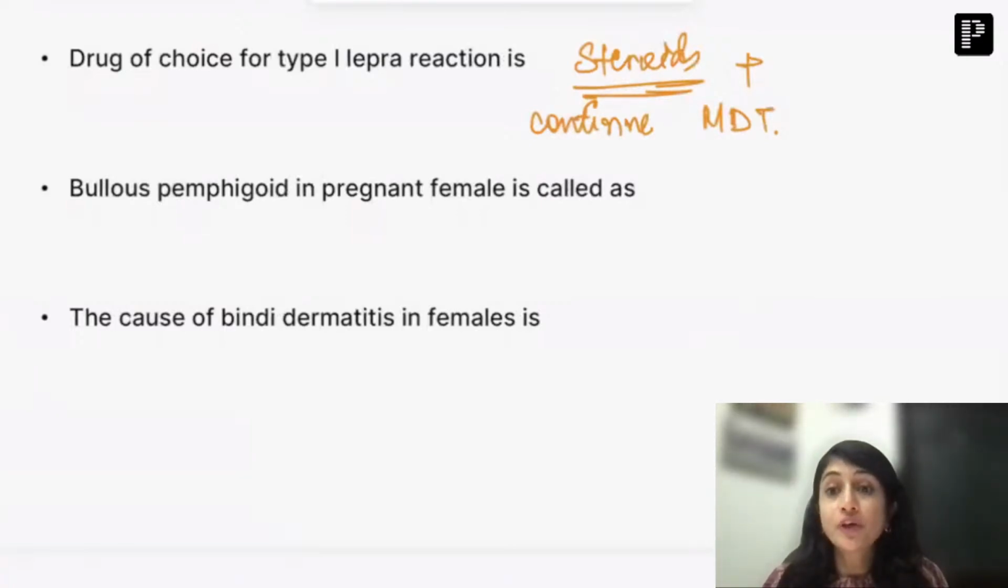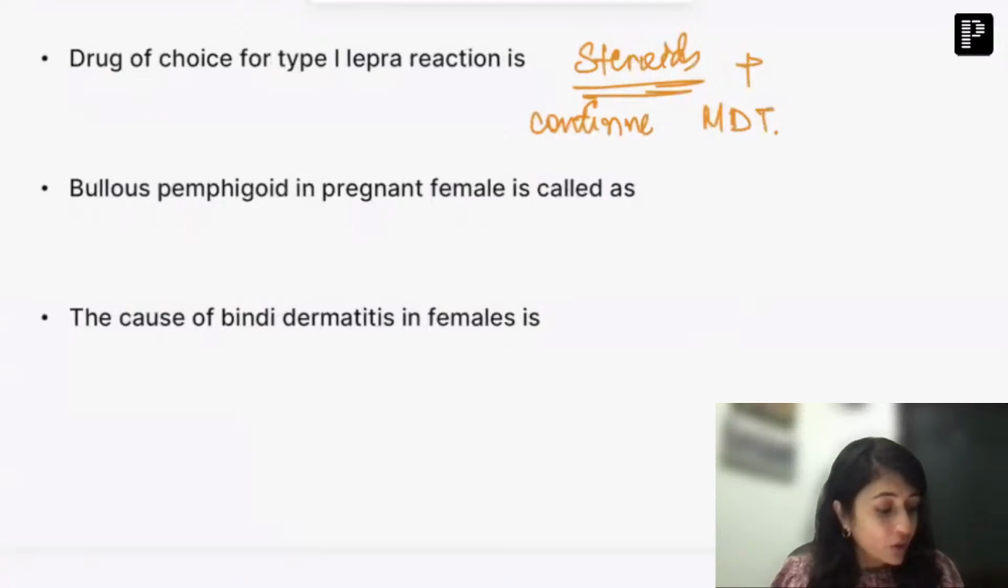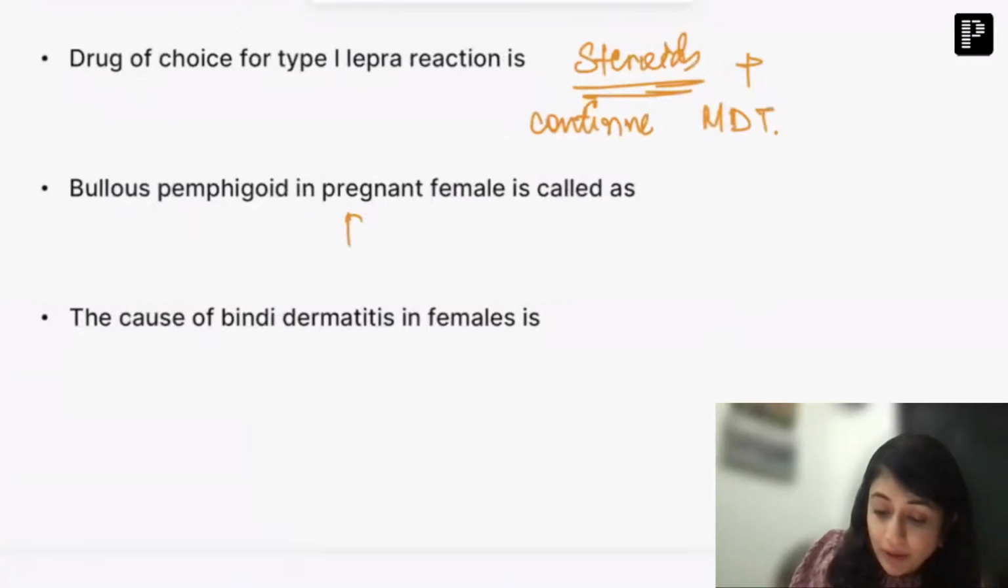Great. Bullous pemphigoid in pregnant female is called as, what is it called as? Quickly, this is an easy one. Okay. Taxi? What is taxi? Okay. So not pemphigus, but pemphigoid gestationis. So it is pemphigoid gestationis. It is nothing but bullous pemphigoid in pregnancy.